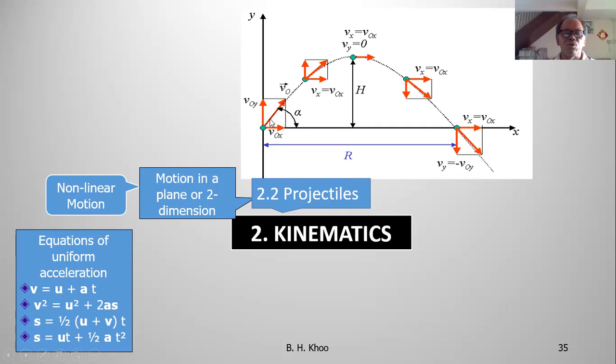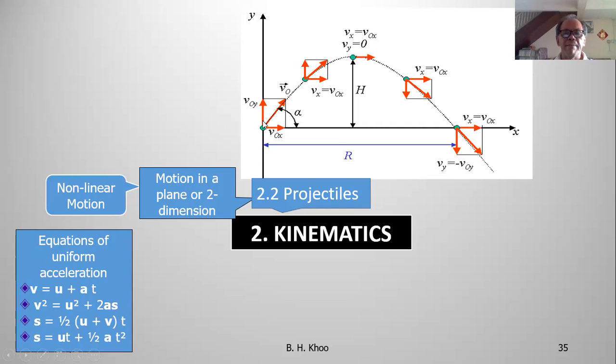Right? So to start, we resolve the velocity into a horizontal component and a vertical component. Remember, there is no air resistance for this part. So if there's no air resistance, then the horizontal velocity is always the same, all the way until you reach the ground. The vertical component is different. For the vertical component, we have to use the equations of uniform acceleration.